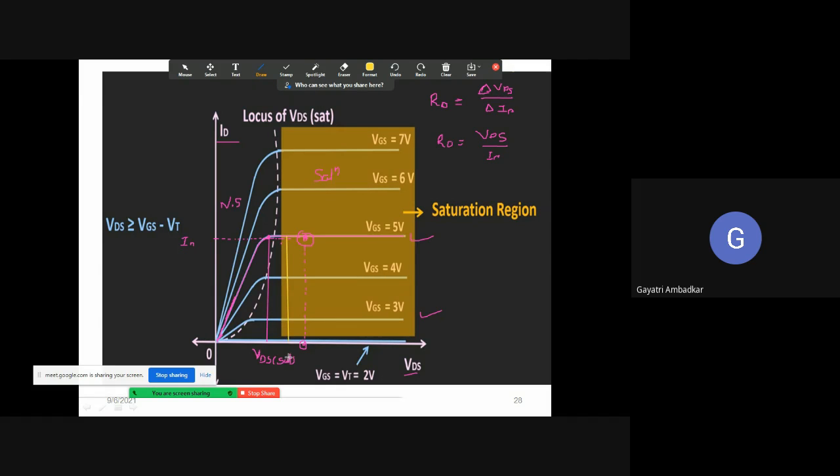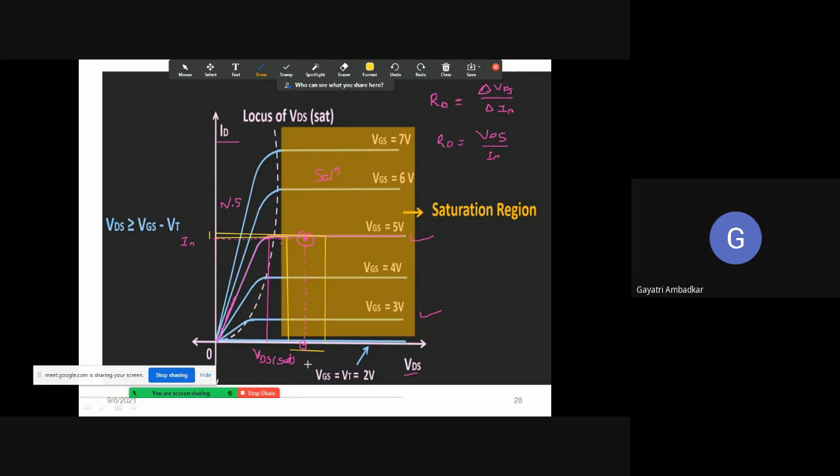Let's say this is the value of VDS. Now VDS has reached this value. During this time, let's say ID was having this value, and now at this point ID has reached this value. So how much change has happened from this point to this point? The final value minus the initial value, that much change has happened in VDS, and this much change has happened in ID.